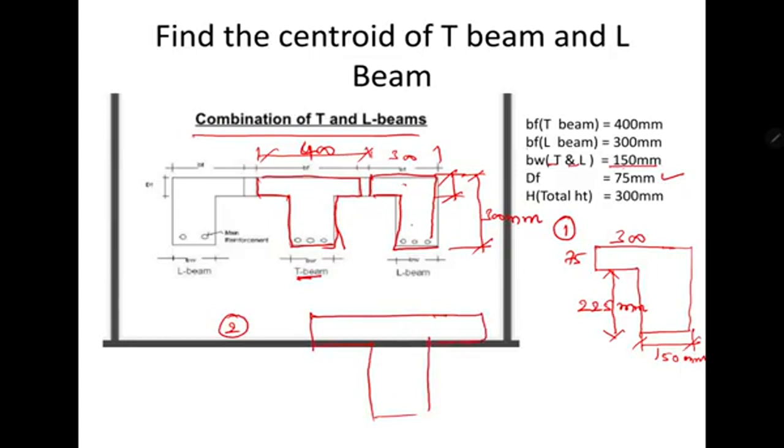It is a combination of beam and slab in the structure. 400 mm, 75 mm, again it is 225. Width of the web is 150 mm. Take these structures and do this as a homework problem.